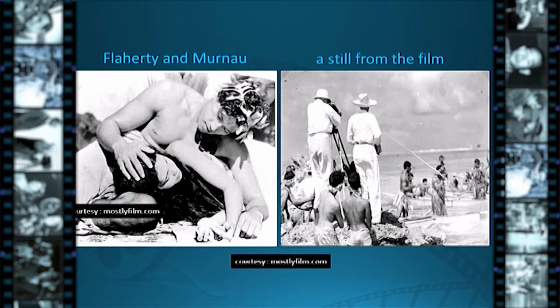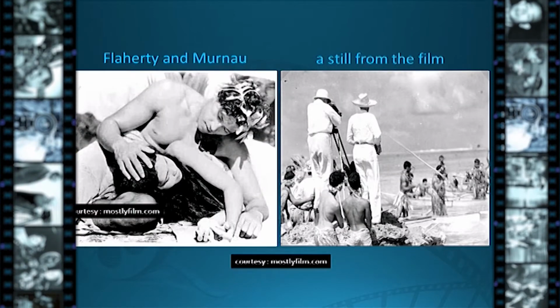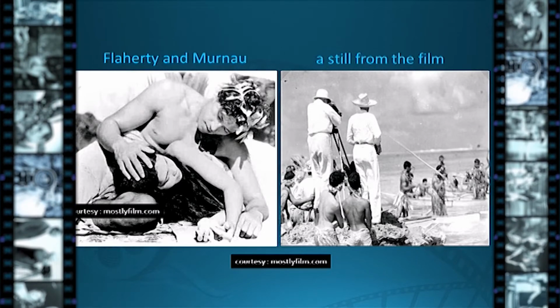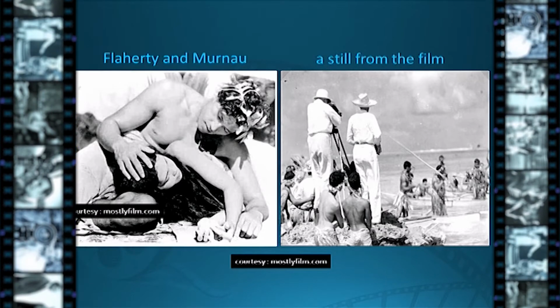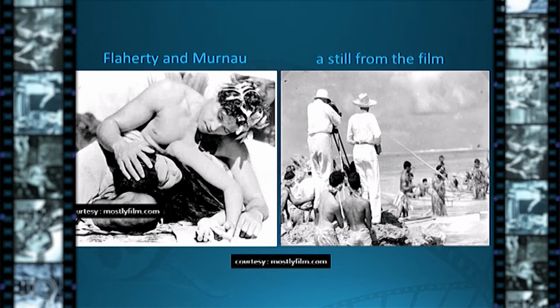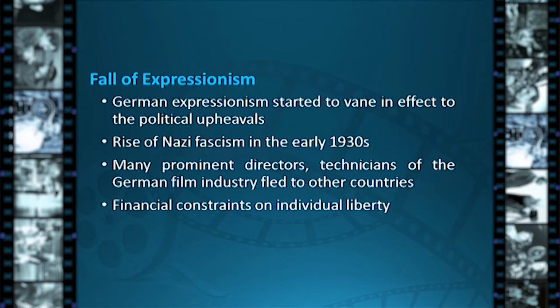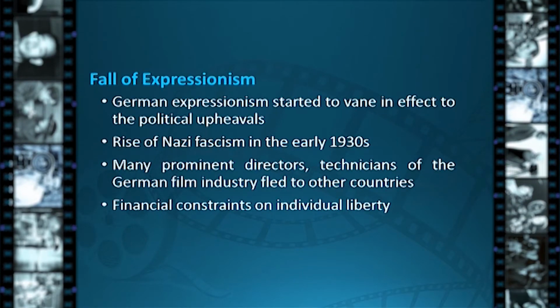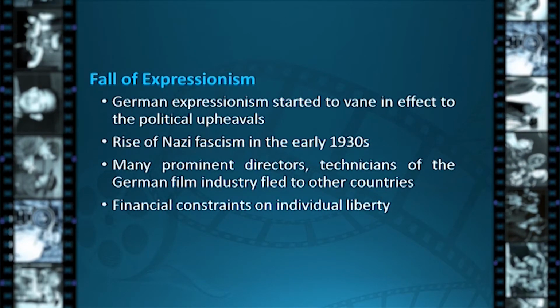You can see the still from the film and also the basic shot of making that film by Flaherty and Munro on the set. What led to the fall of expressionism? Well, the fall of expressionism happened because of various socio-political reasons. Like, German expressionism started to wane due to general political upheavals.